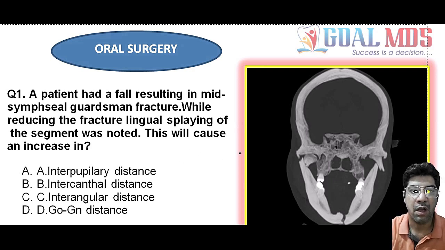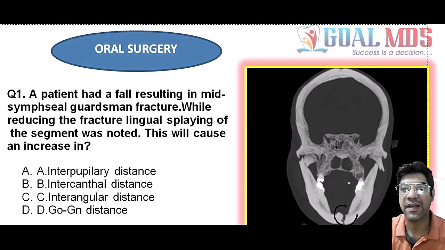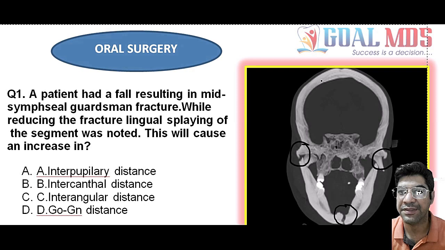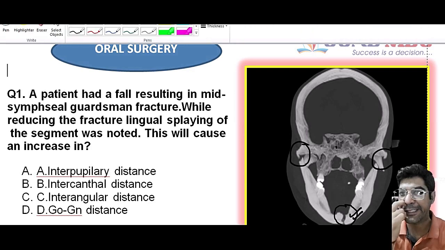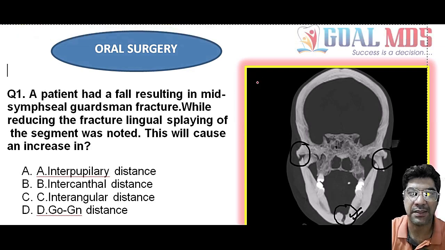First of all, the Guerin's fracture is a symphyseal and bicondylar fracture that you should know. A Guerin's fracture is a symphyseal and bilateral condylar fracture. Here in this CBCT you can see this region is showing the mid-symphysis region fracture. So this region is fractured, along with the bilateral condyle fracture.